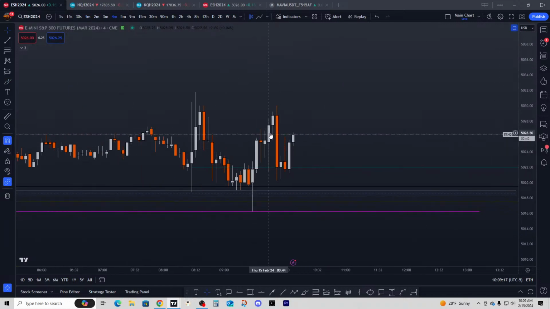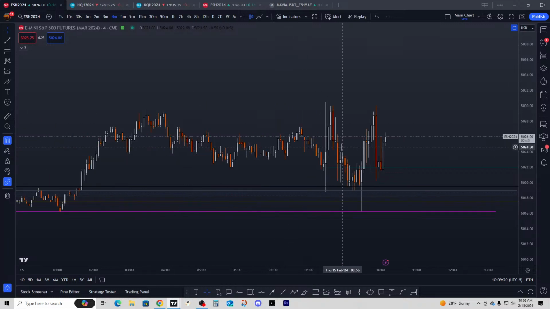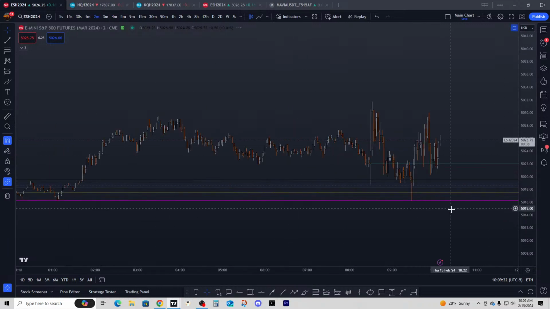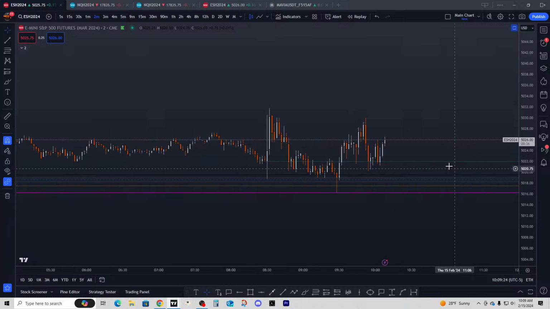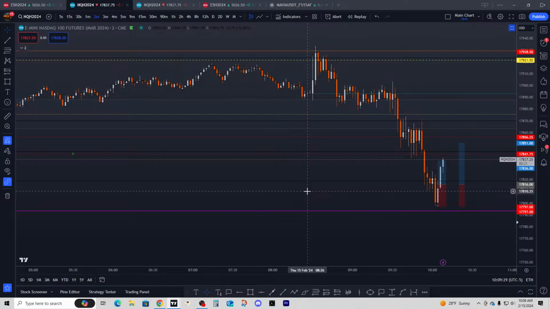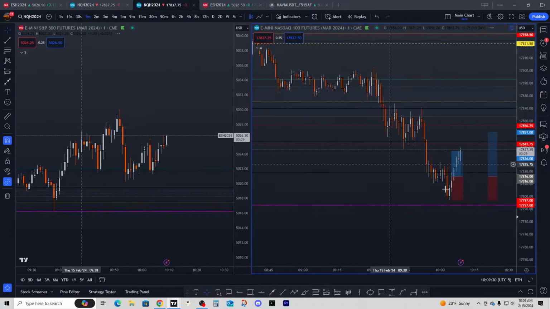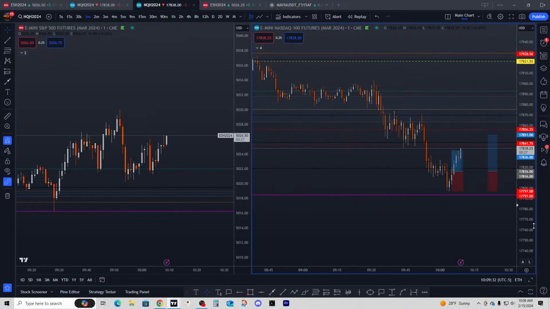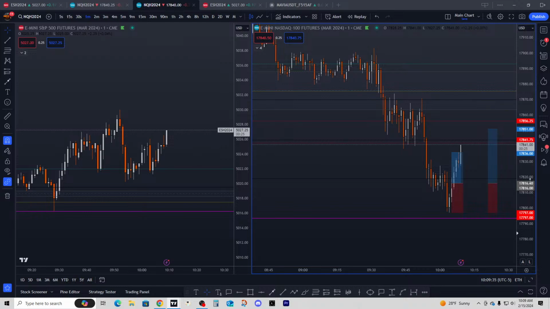But looking at this 3-minute, we come up and we test that. It's looking like that could move down, but we'll see. It depends if you're bullish or bearish here. If you're bullish, you're going for these relative equal highs here, which is possible. NASDAQ reversed itself. It's going higher now.